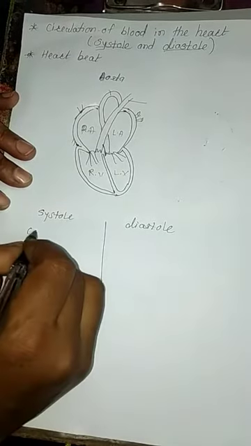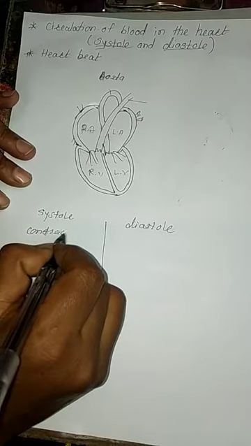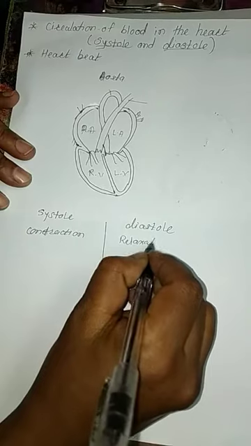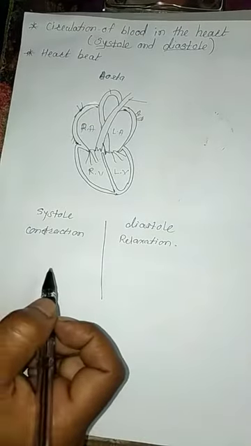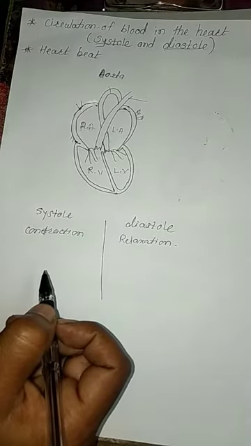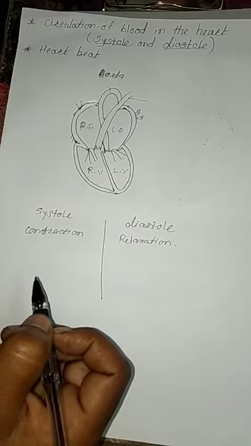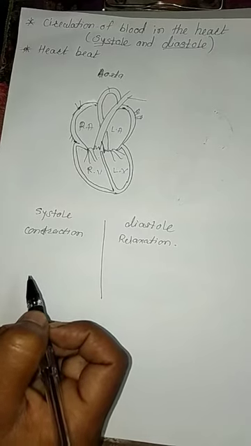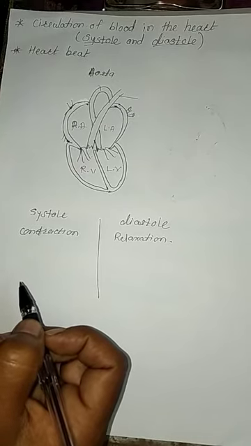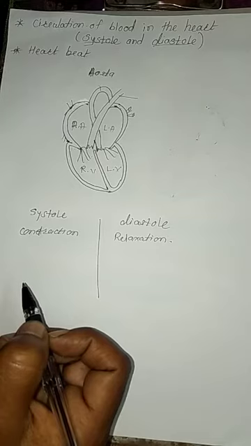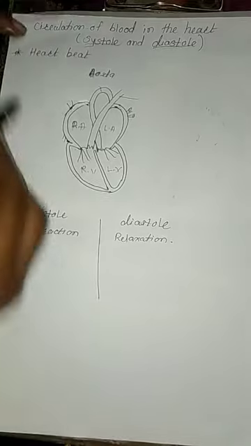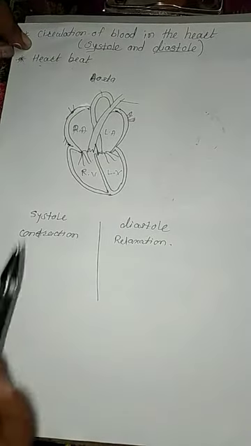Systole means what? Contraction phase, and diastole means relaxation phase. See students, our heart is beating. How does it beat? When the two auricles contract, simultaneously the two ventricles are relaxed. When the two ventricles contract, simultaneously the two auricles are relaxed. This rhythmic contraction and relaxation of the heart is called a heartbeat.